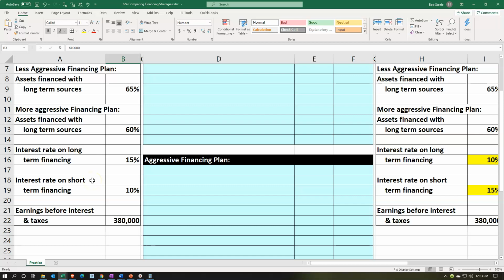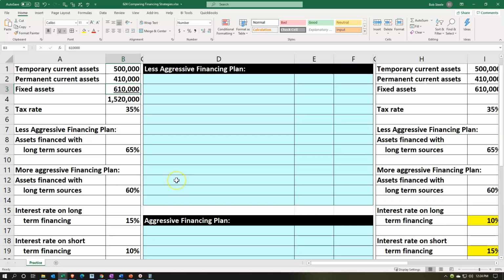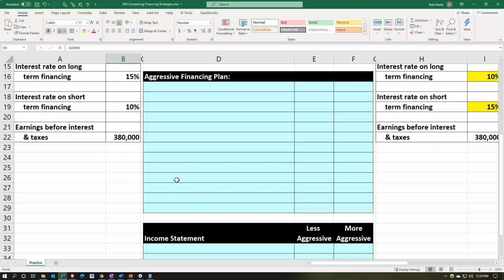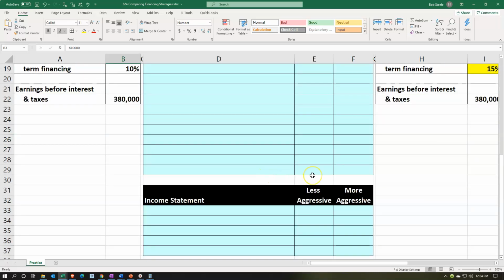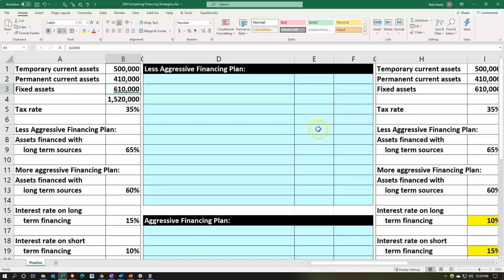We're going to have the earnings before taxes at the 380,000. We're going to calculate the less aggressive financing plan, the more aggressive financing plan, and then the income statement for the two, comparing and contrasting them. So let's start off with the less aggressive plan.